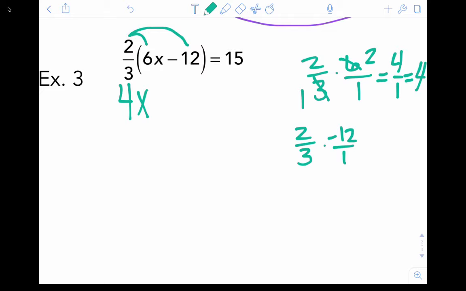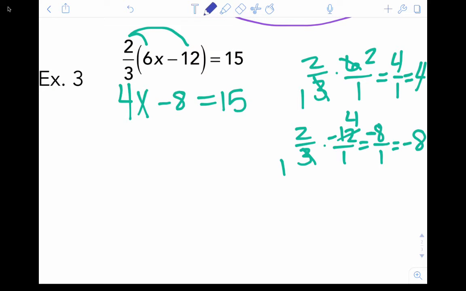My 2 and my 1 don't simplify, but my 3 and my 12 do. I can divide a 3 out of both of those. So my 3 divided by 3 is 1. 12 divided by 3 is 4. I have 2 times 4, which is 8. 1 times 1 is 1. And a positive times a negative is a negative. So this is negative 8. So I have 4x minus 8 equals 15.